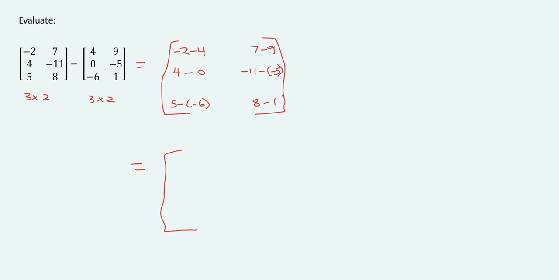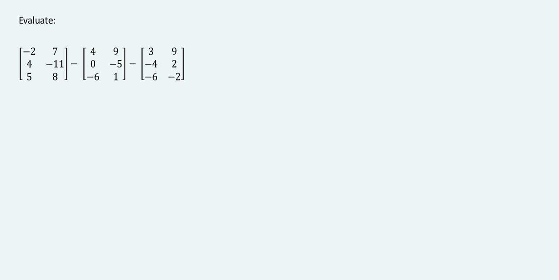So that's going to get us minus 2 minus 4 is minus 6, 7 minus 9 is minus 2, 4 minus 0, we have 4, minus 11 minus 5 is minus 11 plus 5, which is minus 6. 8 minus 1, we have 7. 5 minus 6 is 5 plus 6. We have 11.